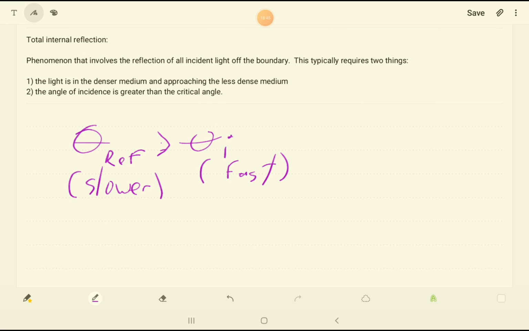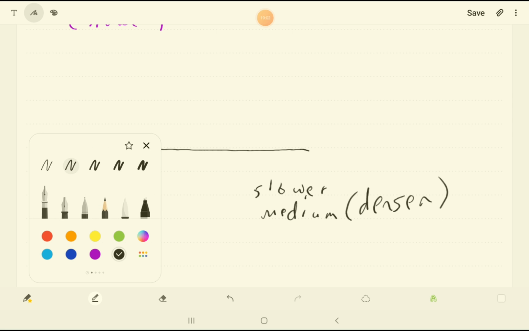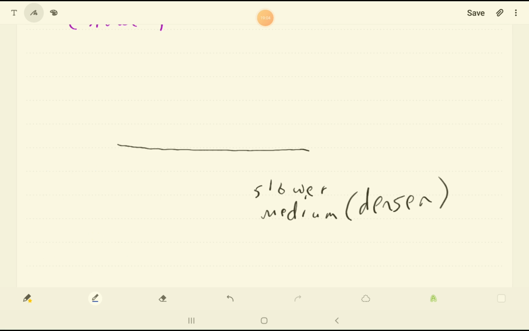Now, just what does that mean exactly? Well, we'll show you right below. Let's say that below the line here represents the slower medium, or the denser medium. Okay, so we're going to write slower medium, right, or you could say denser. And then everything above the black line is the faster medium.